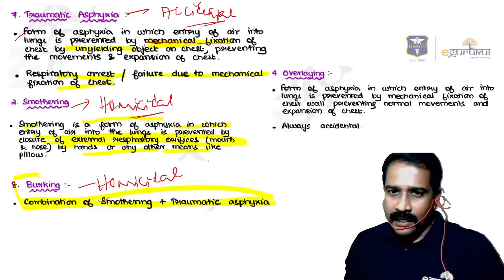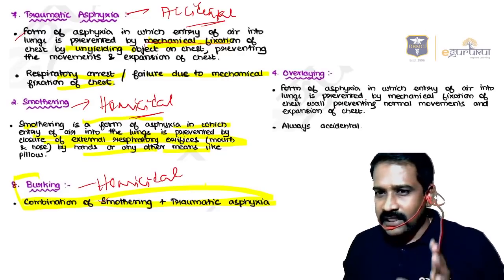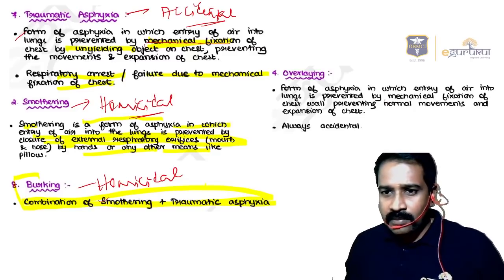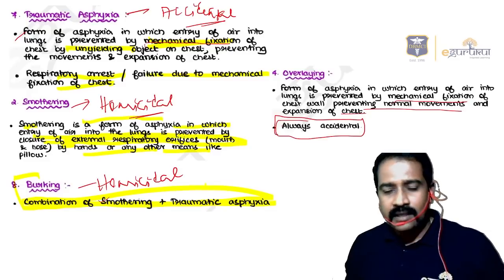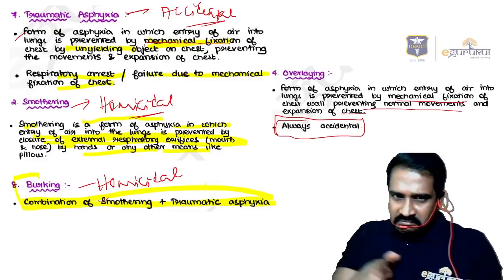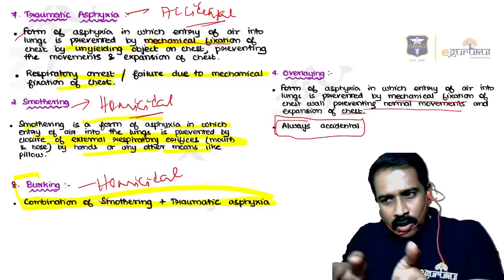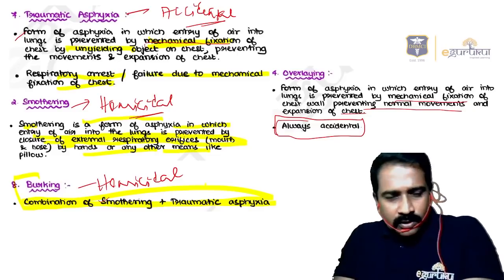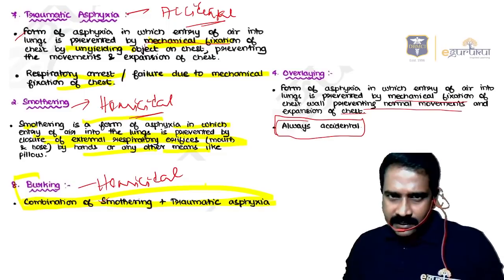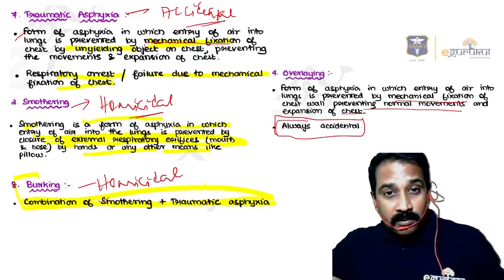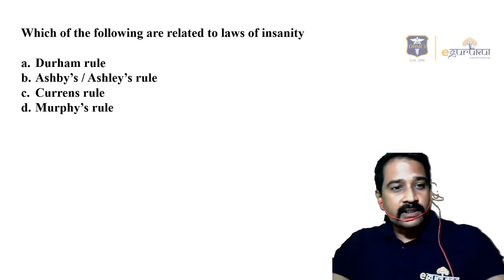Overlying is a form of asphyxia in which entry of air into the lungs is prevented by mechanical fixation of the chest wall, preventing normal movements. It is always accidental, more commonly when a mother rolls against an infant. It is referred to as overlaying, which is always accidental. All these are very important points for us. Let's move to the next question.